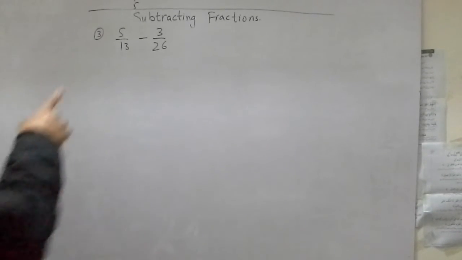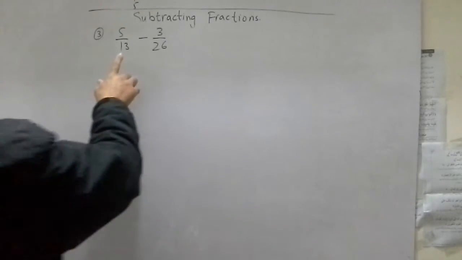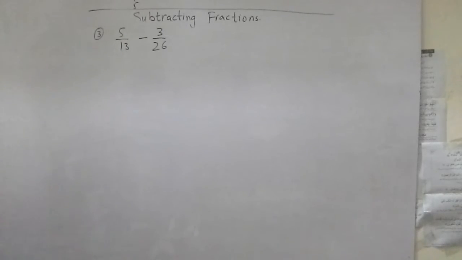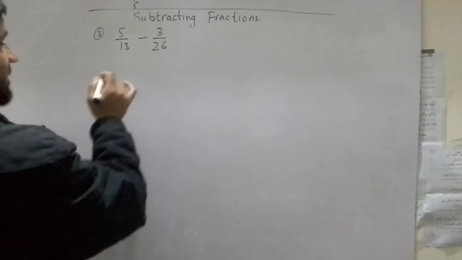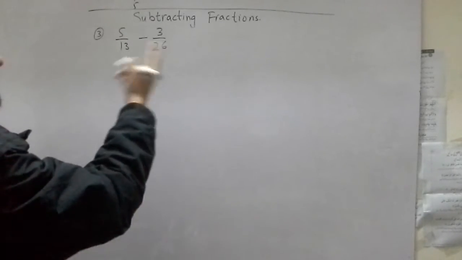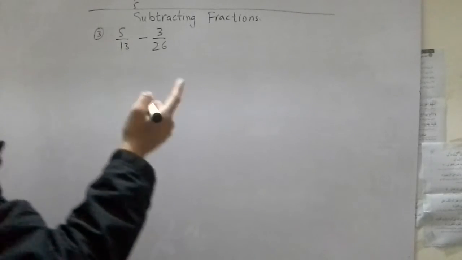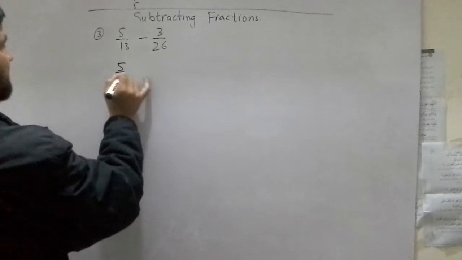Question number 3, 5 over 13 minus 3 over 26. If you simply see that if you multiply this 13 by 2, we can get our 26. So both the denominators can become the same. Sometimes you just need to multiply the denominator of only one fraction to get the other one. Or sometimes you need to multiply both of the denominators to get one same denominator.